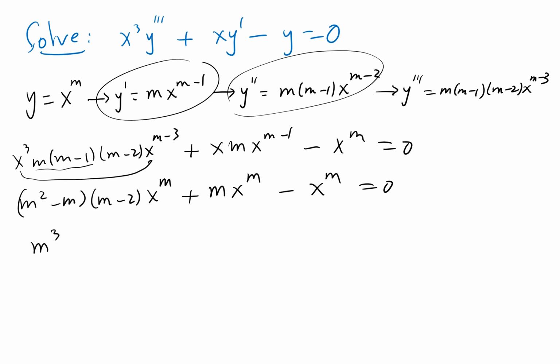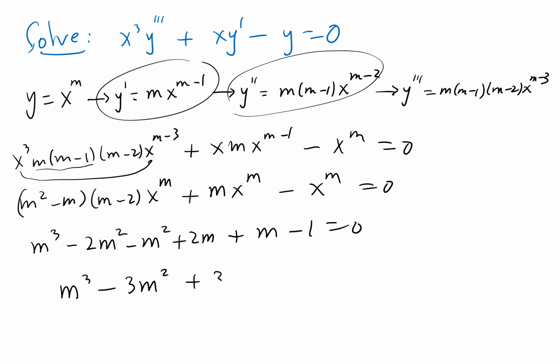So you get m cubed minus 2m squared minus m squared plus 2m plus m minus 1 equals 0. So m cubed minus 3m squared plus 3m minus 1 equals 0. You got an algebraic equation we need to solve. How would we solve something like this?